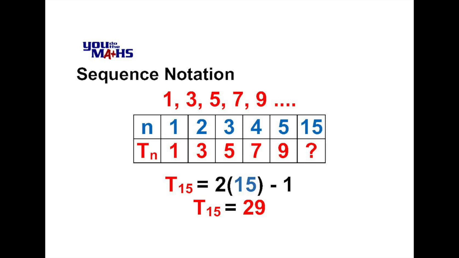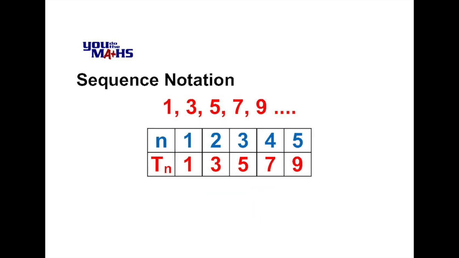Another way to find terms in the sequence is to use what's called a recursive definition. Now if we go back to the original table and look at the numbers in red, we can see that they go up by 2 each time. So a very simple way to find the next number in the sequence, in other words the 6th number, is to say just add 2 to the number 9. What we could do in notation is to say that T6, in other words the 6th term, is equal to T5 plus 2. And then we could do that for the next term. T7 is equal to T6 plus 2.